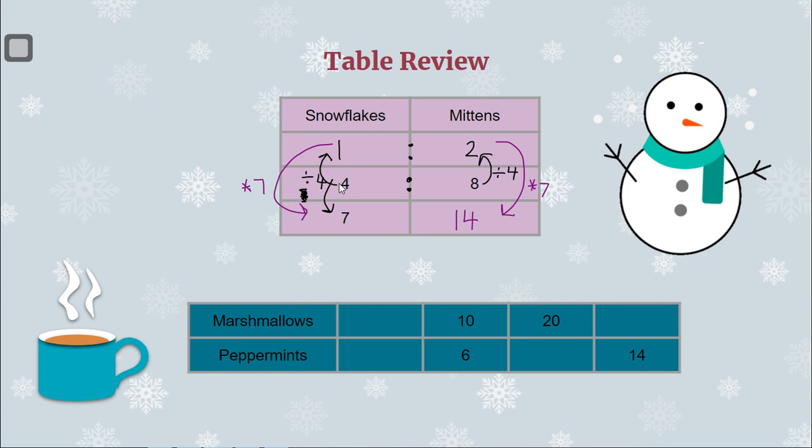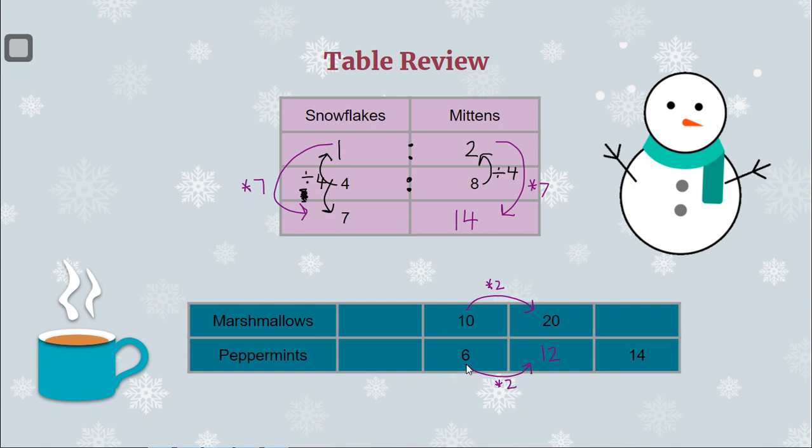Okay, let's try this next one. So we have 10 to 6. Okay, can we multiply easily to get from 10 to 20? Yes, we can just multiply by 2. So whatever you do to the top, you're going to do to the bottom. So 6 times 2 is 12.